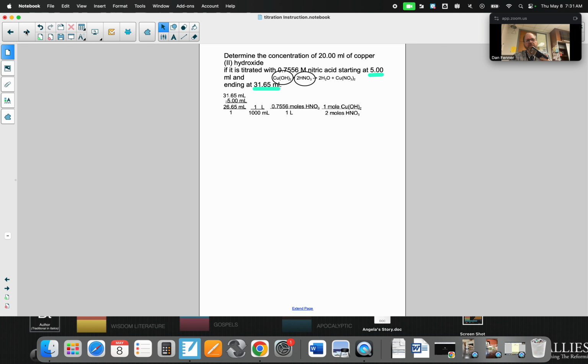So take your calculator, take 26.65 times 0.7556, equal, divide by 1,000, equal, divide by 2, equal, check our sig figs. I've got 4. The other values are infinite. You should get 0.01007 moles of copper(II) hydroxide. Now, again, we need to take my volume here of my base and convert that into liters. So we get 0.5035 molar copper(II) hydroxide.